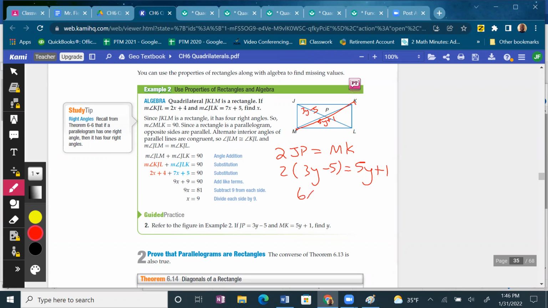And then distribute. And then put our variables on the left, numbers on the right. 6y minus 5y is y. Catch that, I added 10 to both sides. Okay. So that was guided practice number 2.